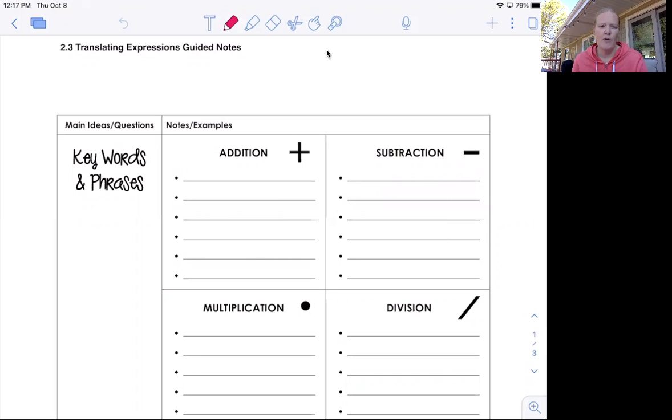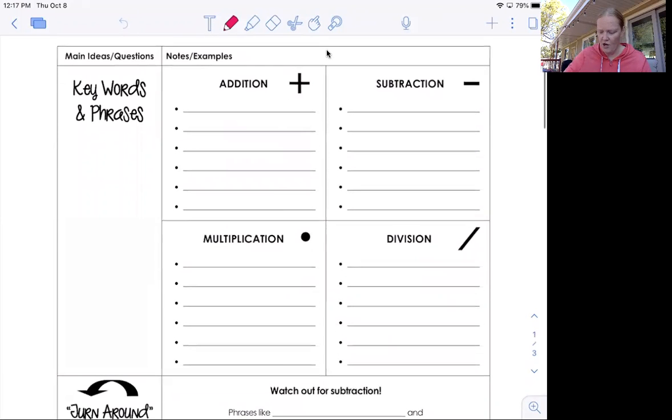So there's certain words that you've probably heard over time that you remember. If I hear this word, it means write a plus sign. If you hear this word, it means write a division sign. So I'm going to ask you to pause the video in just a second, and in pencil, fill out as many of the words as you can think of just in this top part.